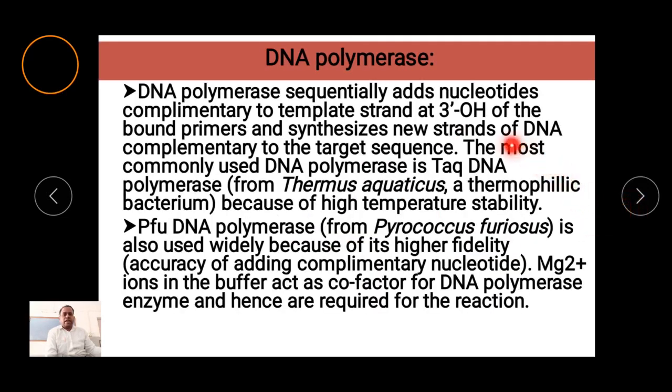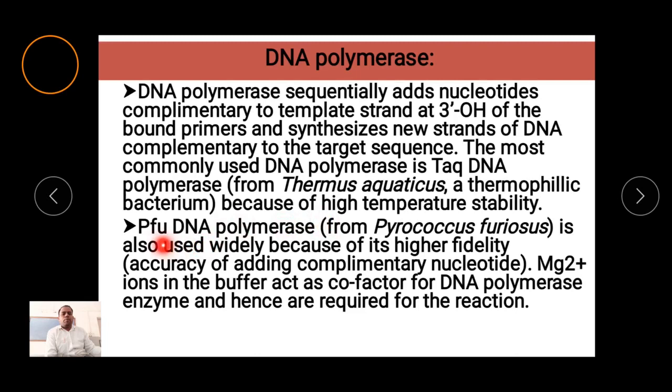Then next is DNA polymerase. The DNA polymerase used in PCR is a very specific DNA polymerase. It sequentially adds nucleotides to the complementary template strand, extending the 3' OH group which is offered by the primer. The most commonly used heat stable DNA polymerase is Taq DNA polymerase, isolated from a species called Thermus aquaticus. This is a thermophilic bacterium, and the enzyme produced by it is thermostable because the bacterium is highly thermally stable.